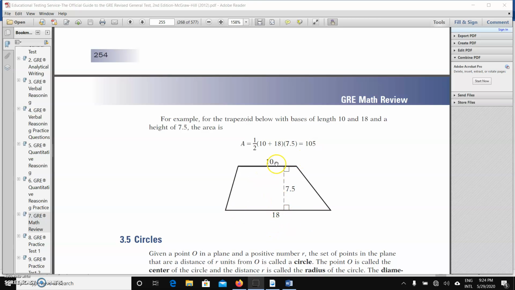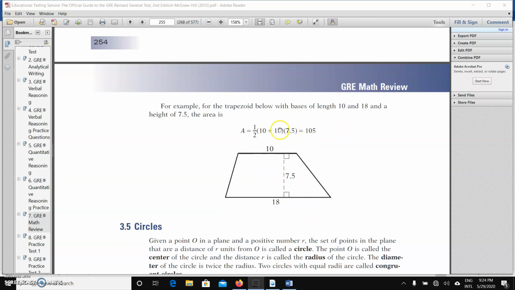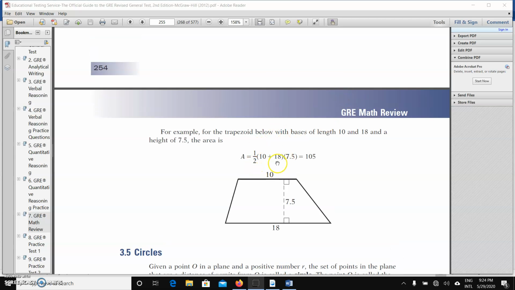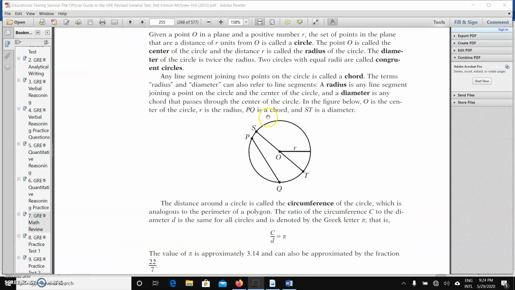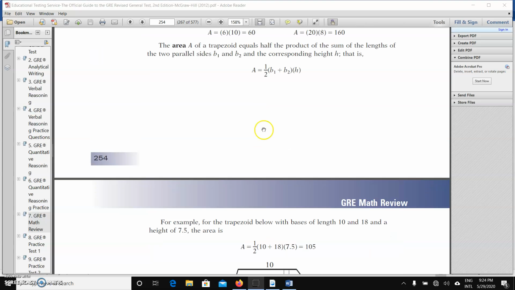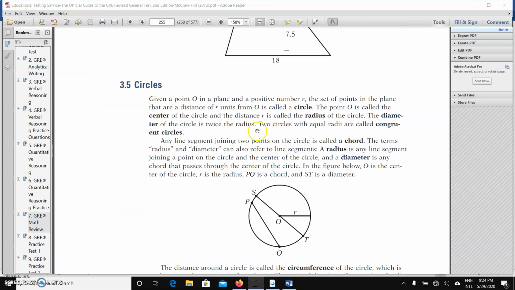Of course, this is longer than this, so this should be 18, this should be 10. And the height should be drawn from here down, 7.5. So if you apply the formula, half times 10 plus 18 times 7.5, that gives you 105. So that is that. All you need to do is understand each shape and understand the formula for each shape, and that's all you need to do.